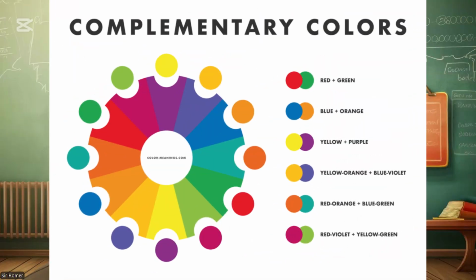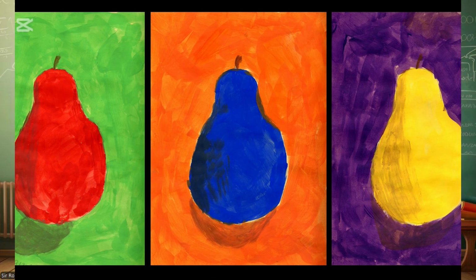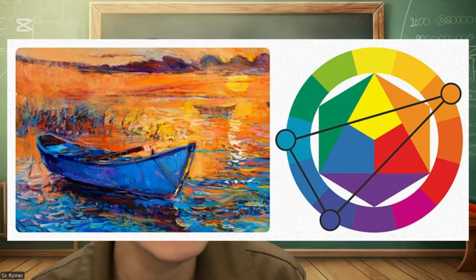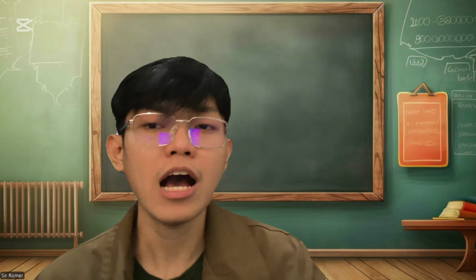These are colors that sit opposite each other on the color wheel, like red and green, blue and orange, or yellow and purple. When placed next to each other, they create a strong visual contrast and make each other look more vibrant. Another form of contrast is variation.